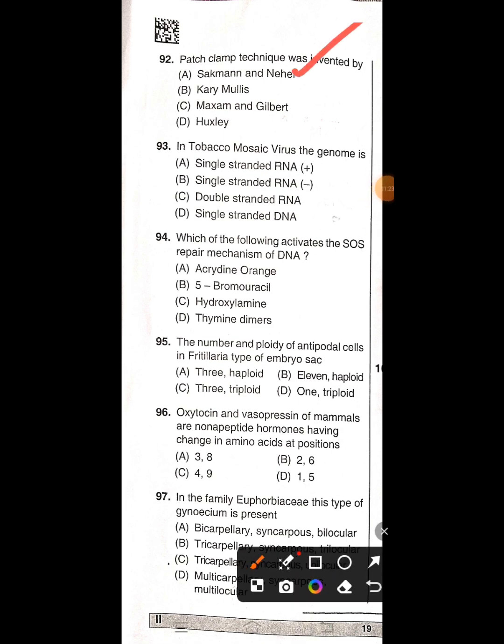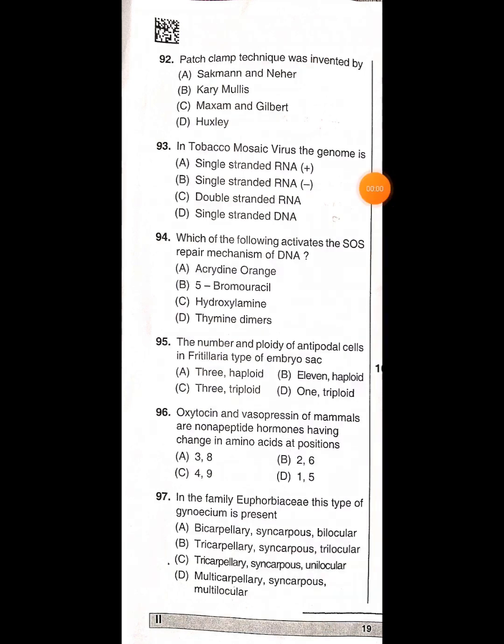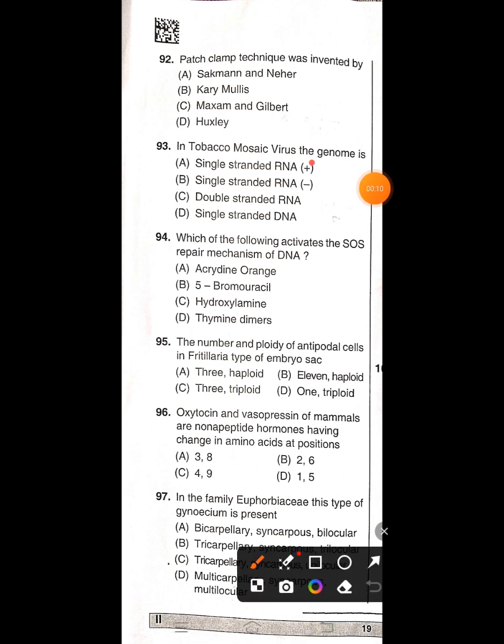In tobacco mosaic virus, the genome is: single-stranded RNA plus, single-stranded RNA minus, double-stranded RNA, single-stranded DNA. So you have to answer properly for this question. So for this the correct answer is single-stranded RNA plus.